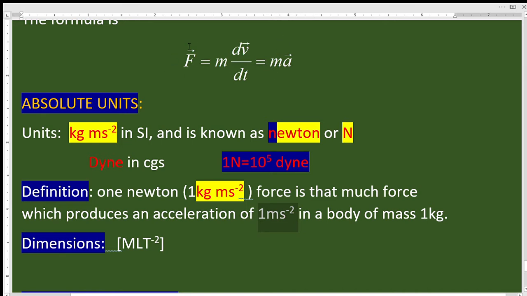So force is applied on which body? A body which has a mass of 1 kg, and an acceleration is produced. How much acceleration is produced? 1 meter per second square acceleration is produced.